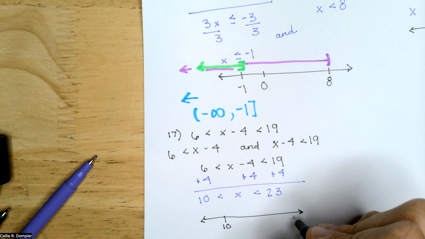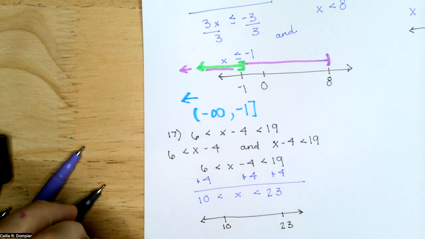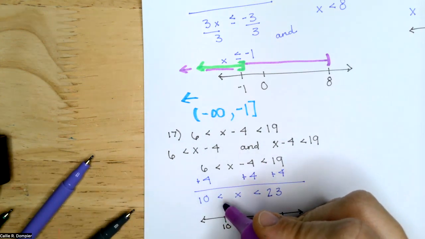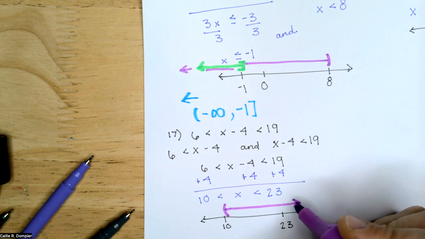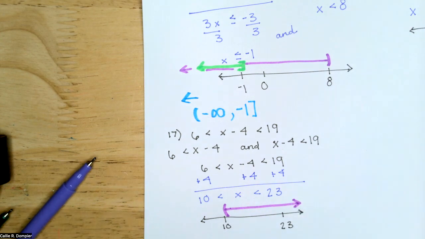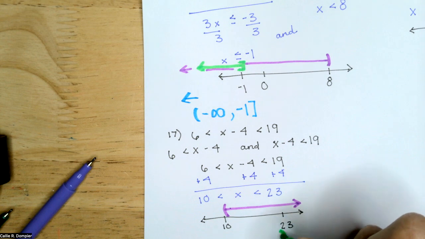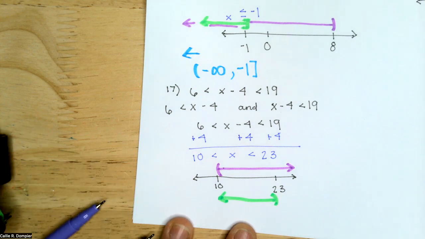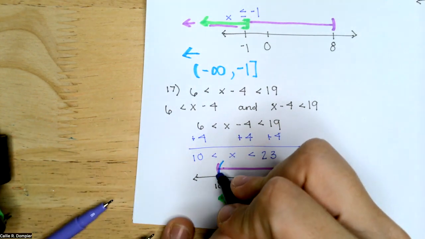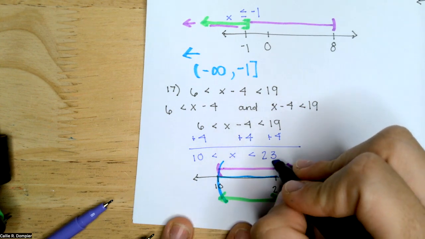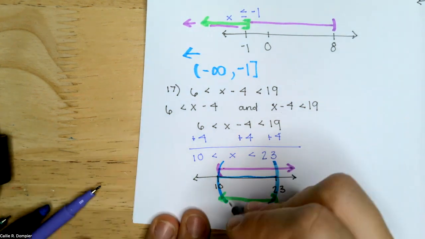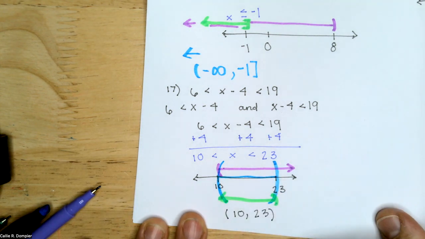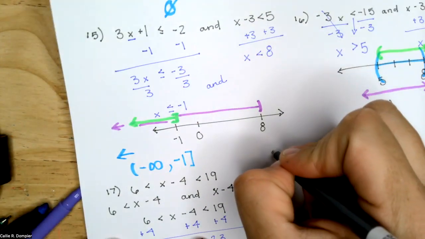Here's 10. Here's 23. Good. X is greater than 10. X is less than 23. Good. So our final answer is between 10 and 23. Good. Number 18.